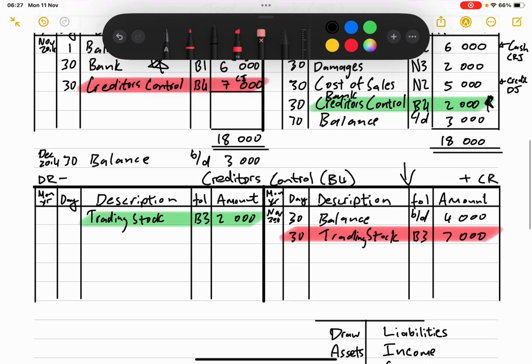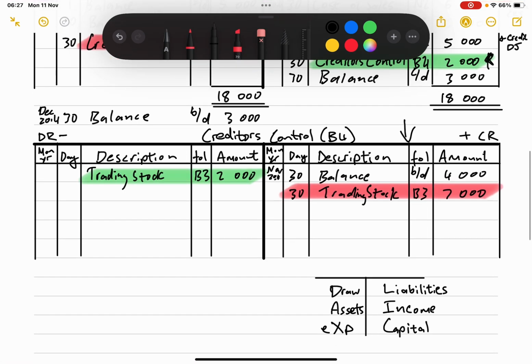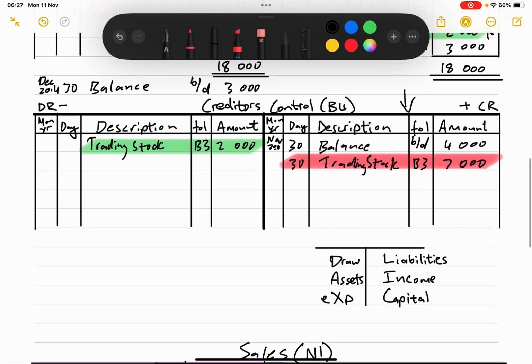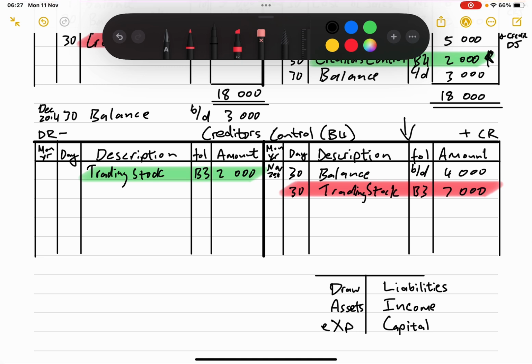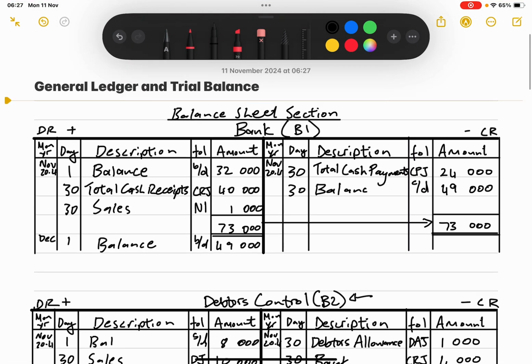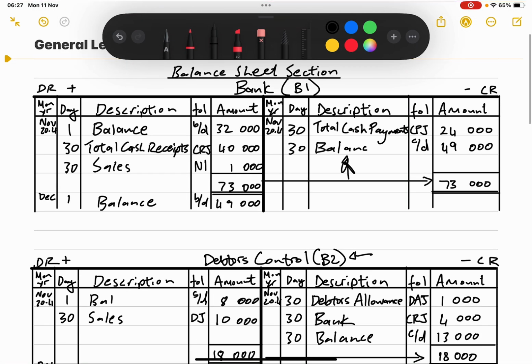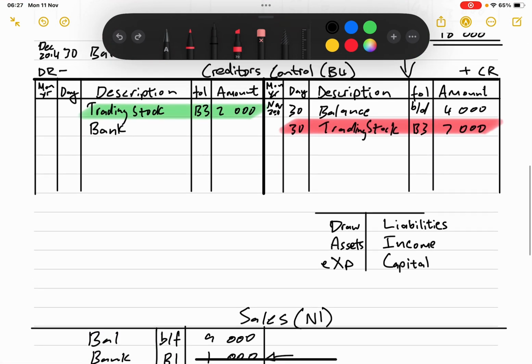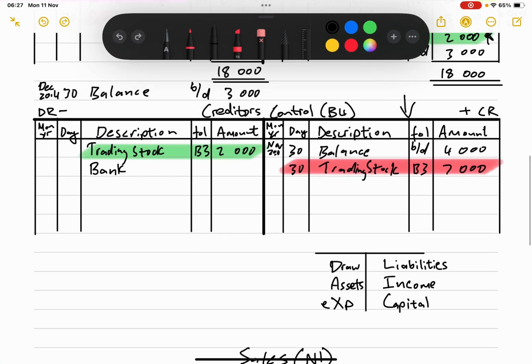Okay, the other way we decrease creditors control on the debit side is by actually paying off our creditors. So if we pay our creditors, that will decrease how much we owe them. So you'll go to your CPJ, and you'll go to your creditors control column. And bank will decrease it. So you'll have your debit bank, and then up here, your credit bank, if it was like an individual transaction, because you're decreasing your bank to decrease your creditors control, the amount you owe people.